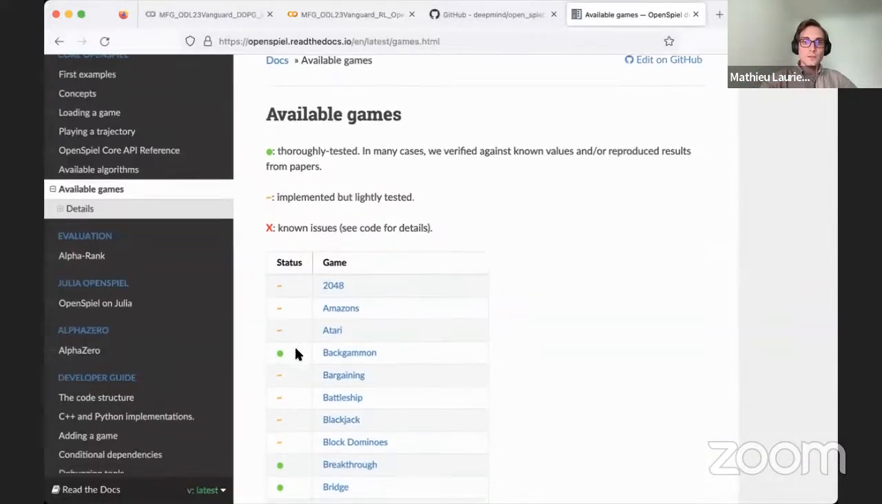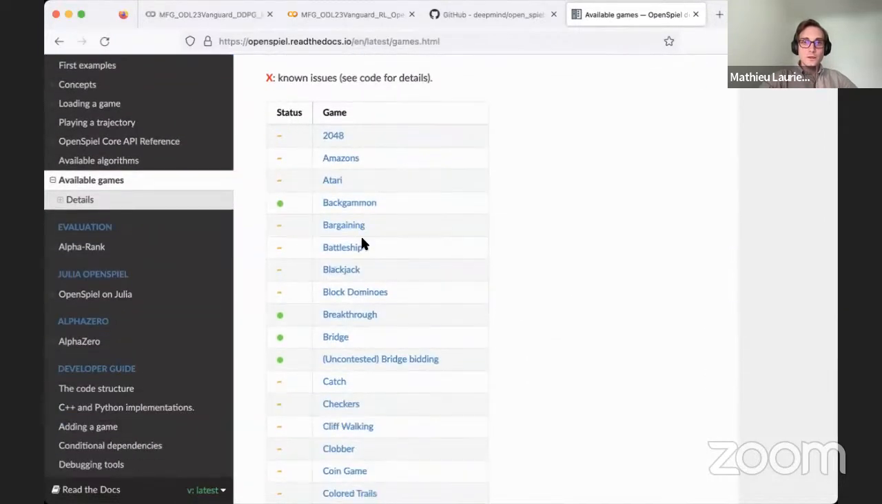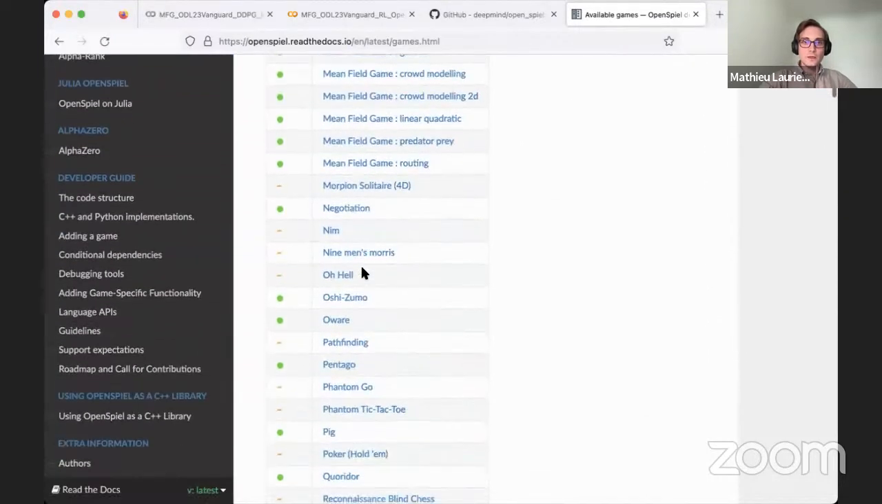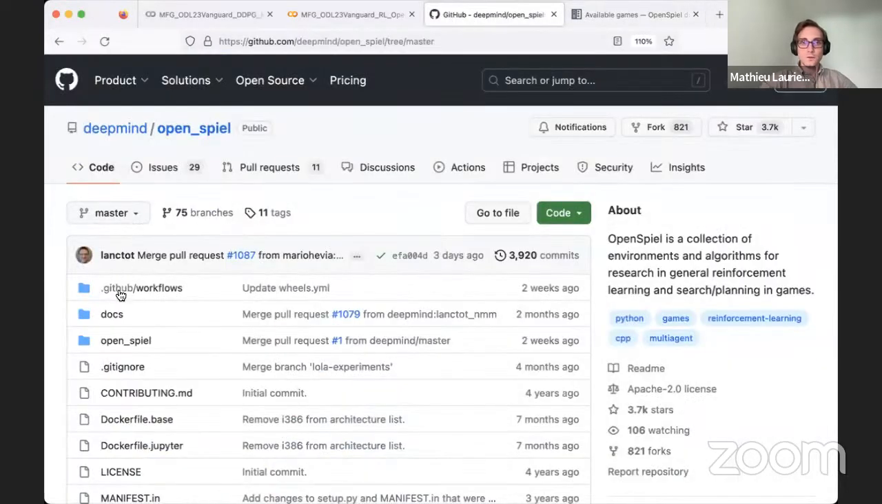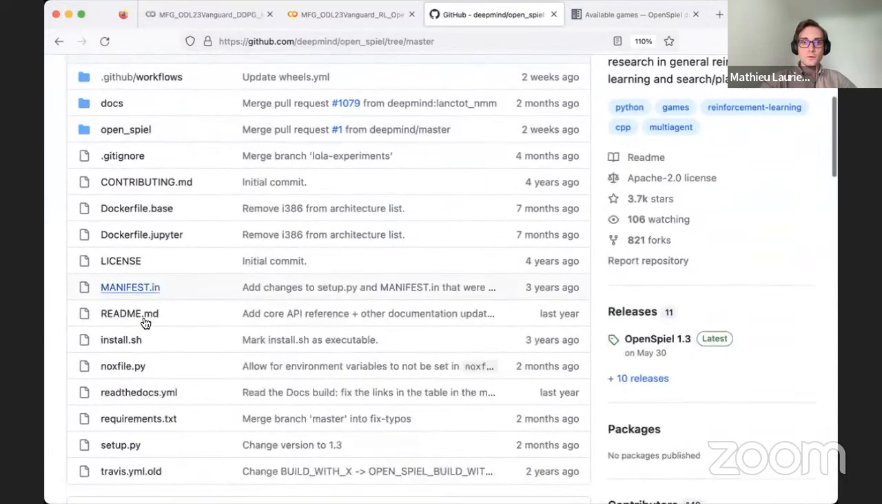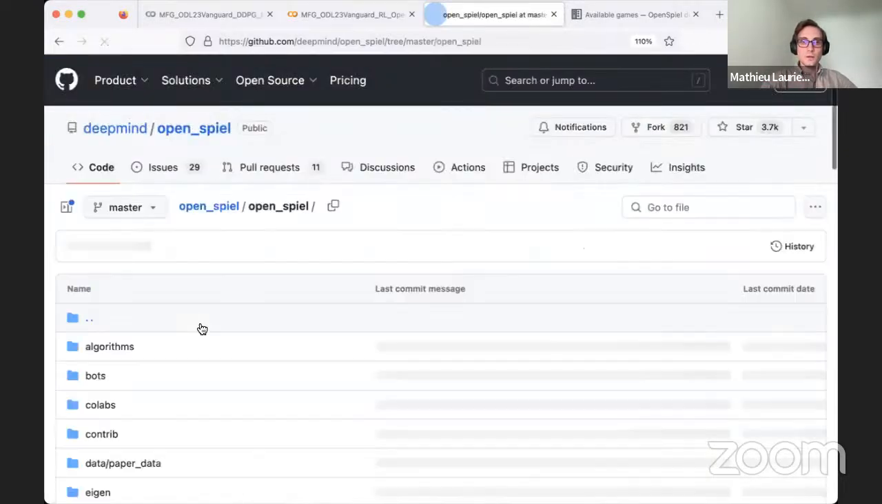You can check the page for OpenSpiel. So here is a list of games, and you can see there are many games that are implemented, and also a few meaningful games among them. And you can go to the GitHub and explore the GitHub. So that's why I gave the link in the slides. You can easily go through OpenSpiel.